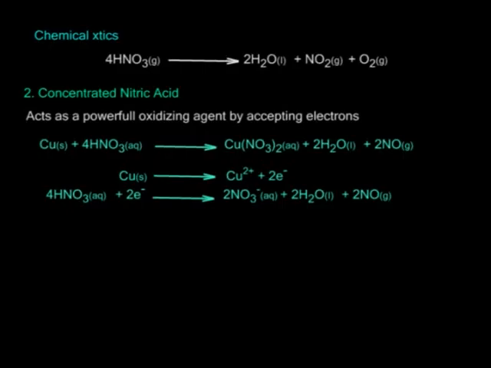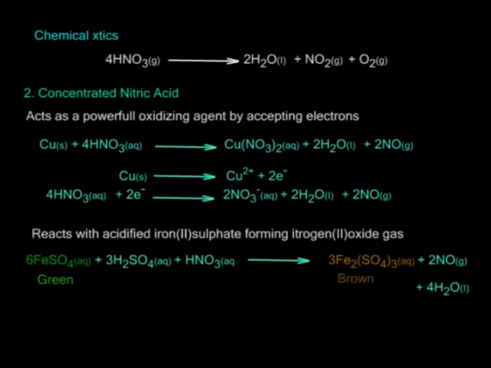Concentrated nitric acid reacts with acidified iron 2 sulfate, forming nitrogen 2 oxide gas. The green iron 2 sulfate solution changes color to brown. This is due to oxidation of iron 2 ion to iron 3 ion. Colorless nitrogen 2 oxide is immediately oxidized by atmospheric oxygen to nitrogen 4 oxide, which is a brown gas.